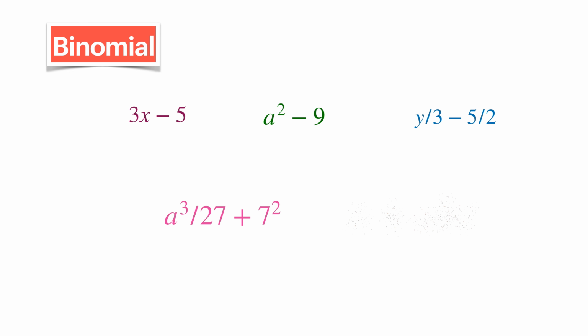Binomial means 2. So here you can see that the number of terms are separated by mathematical operators such as minus or plus, as in the examples 3x minus 5, a square minus 9, y upon 3 minus 5 upon 2, etc.